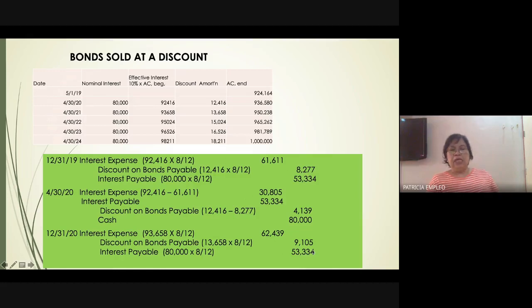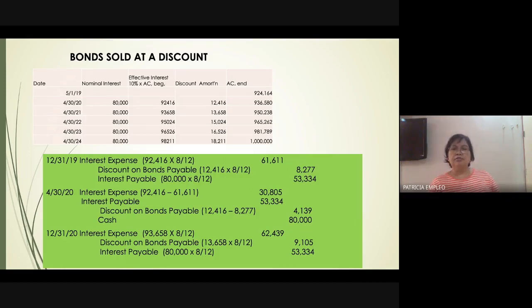So that is 13,658 times 8 over 12, that's 9,105. If you are required to compute in your examination the amount of interest expense for the year 2020, that will be split into two now. That is from January 1 to April 30, your interest expense is 30,805 plus the interest expense for the period May 1, 2020 to December 31, 2020, 62,439. So your total interest expense is the total of these two amounts, 30,805 and 62,439.